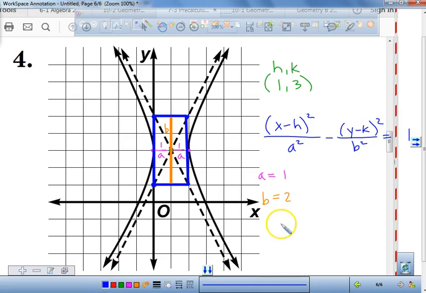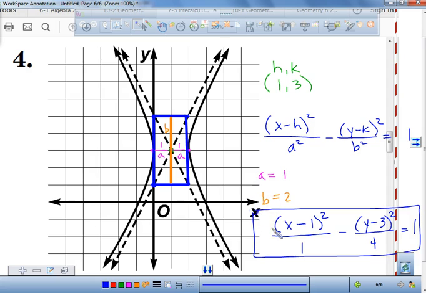So now we're done. We say x minus our h value, which is a 1. We take our a value, and what do we do? We square it. 1 times 1 is 1, so we keep it there. Minus y minus our k value, which is a 3, over b value, which is squared, which becomes a 4, equals 1. Pretty easy, huh? Not too hard. Now, just remember, what is this point right here called and that point right there called? Those are the vertices, okay? We have 2 of them, okay?